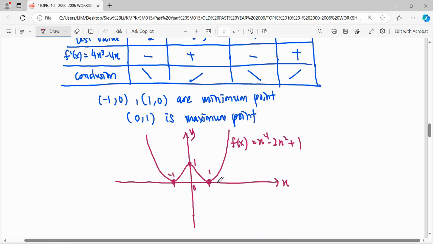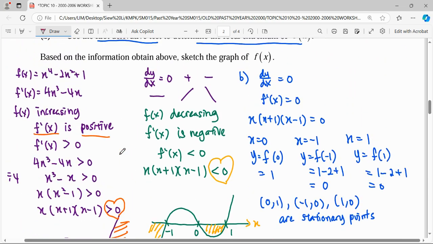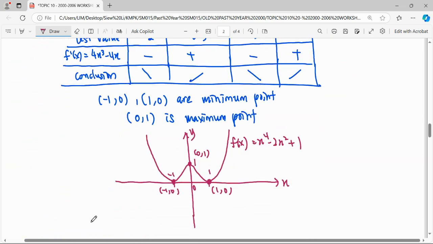So at last, don't forget to label the x-axis, the y-axis, and the maximum and minimum points. Here we have (-1, 0), this is (1, 0), and this is (0, 1). And label your graph function, f(x), whatever your function is. Okay, so that's all.